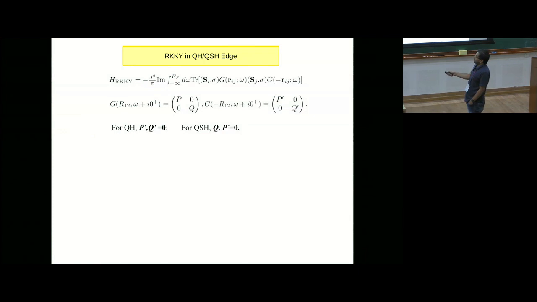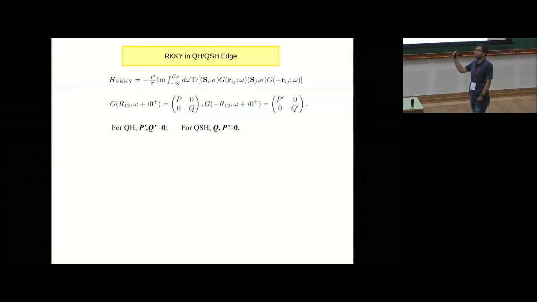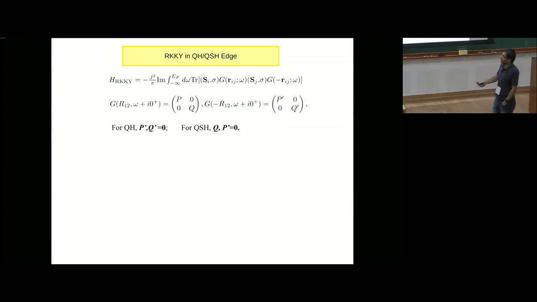Now this was the RKKY integral we wrote, and let's say this is my g of r, with some p and q, and this is my g of minus r, with p prime and q prime. What is interesting is that it is sometimes intuitive to think the following way: g of r is carrying information from spin i to spin j, and g of minus r is carrying information back from spin j to spin i. So essentially you want to go from i to j and come back, okay? And these Green's functions are doing that.